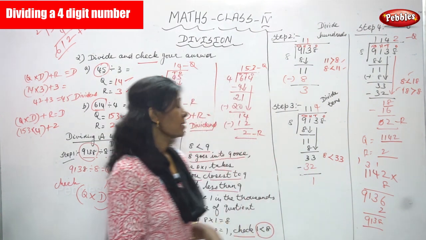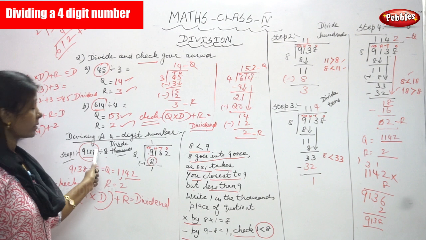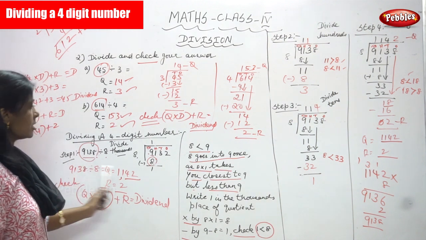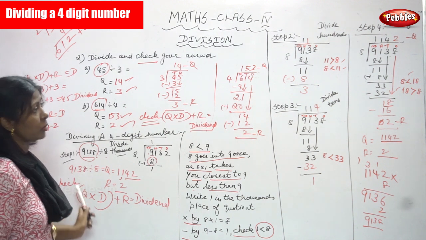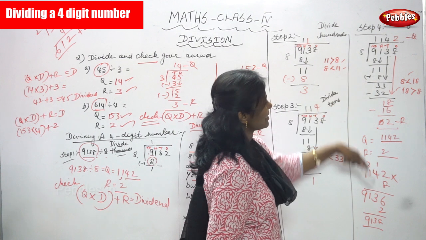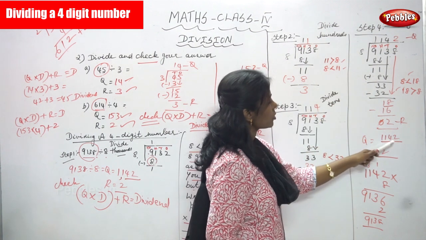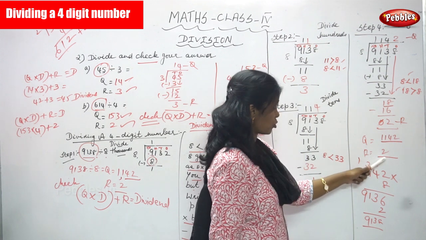9138. The question is 9138 divided by 8, but I've written 9132, so I changed the number. And here also 9138, not 32. So I just want to correct it. So check method only, we have done the sum. The quotient is 1142, and remainder is 2.